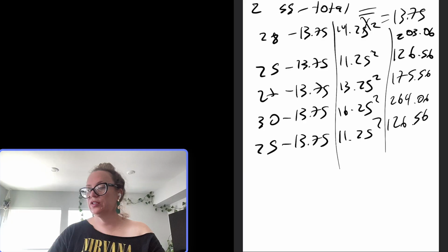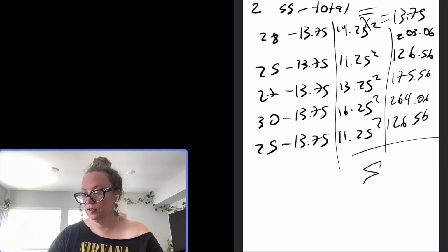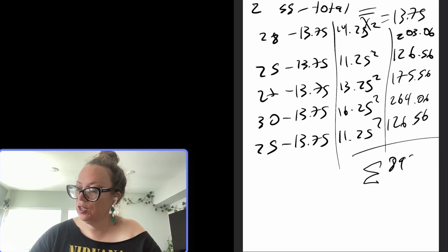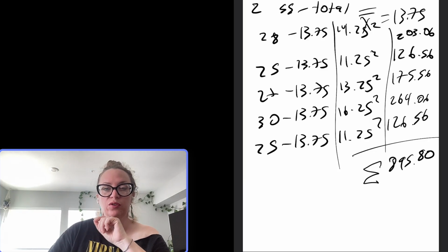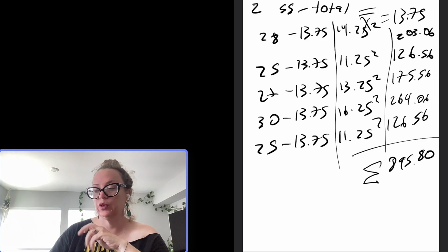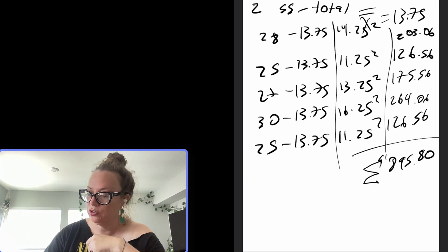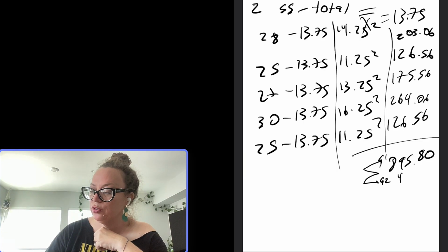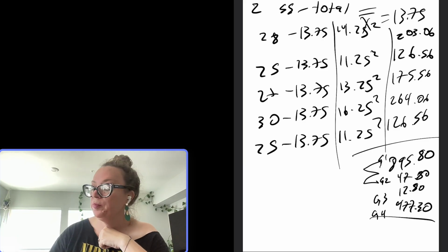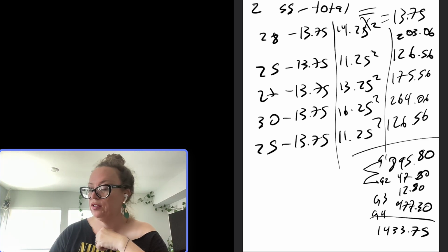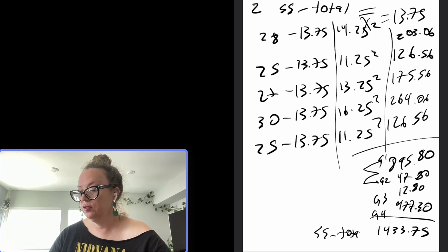126.56, okay? And now that we've squared it, we have to sum it. You add all those up and you get 895.80, okay? So that is the sum of group 1. Now what's the next thing we have to do to get the total of all of the variance? We can't just do group 1, we have to do the other groups. So this is the group 1 total. Group 2 total, I will just do this for you, is 47.80. Group 3 is 12.80. Group 4 is 477.30. Now you sum all that up, and it's 1,433.75. Okay, that is the SS total.